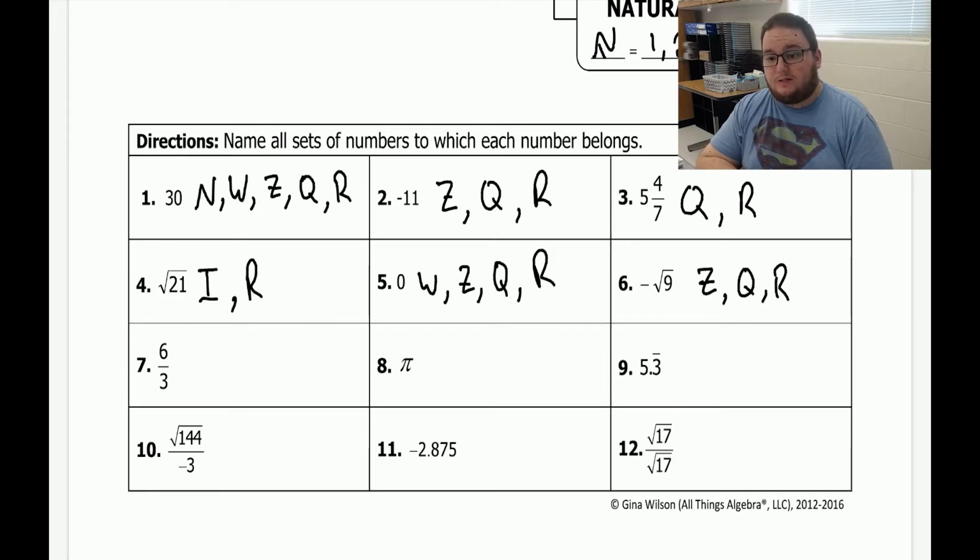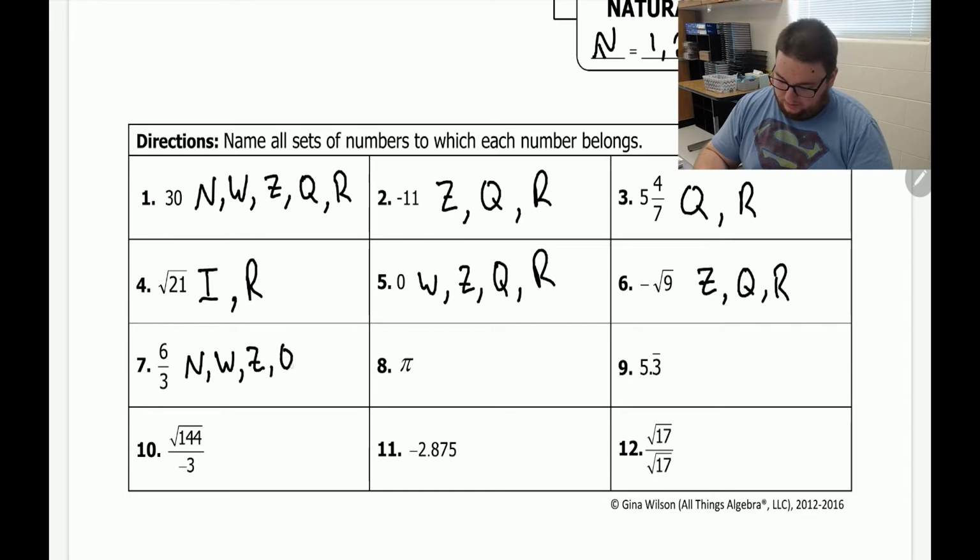Next, we have 6/3. Well, 6/3 can be reduced to just 2. And you can picture two different things. So I know that's in the natural numbers. Since it's in the natural numbers, it's also in the whole numbers, and the integers, and the rationals, and the reals.